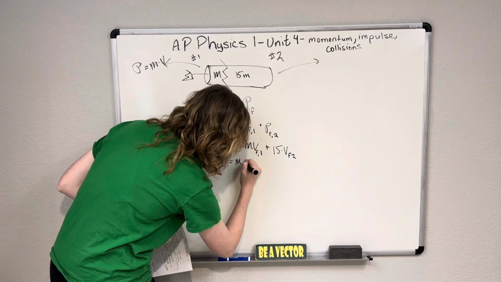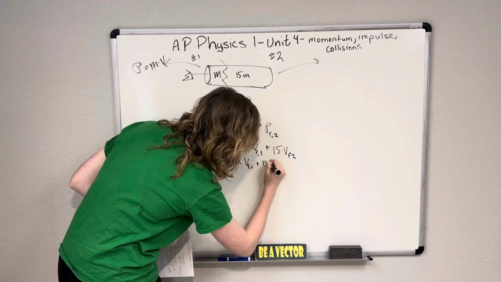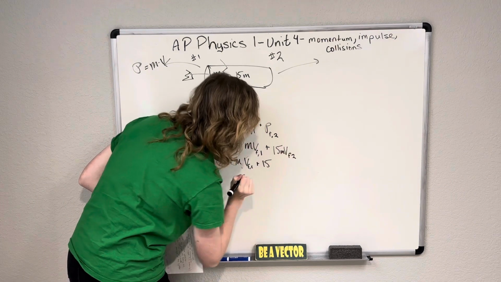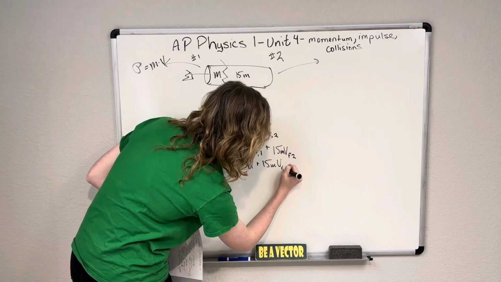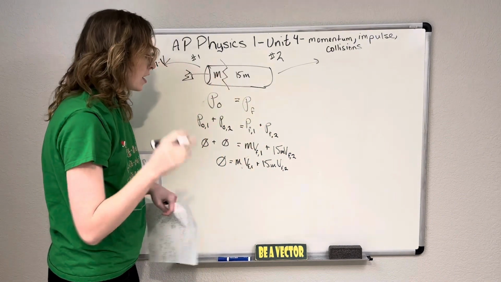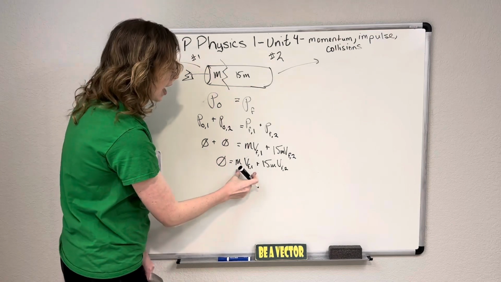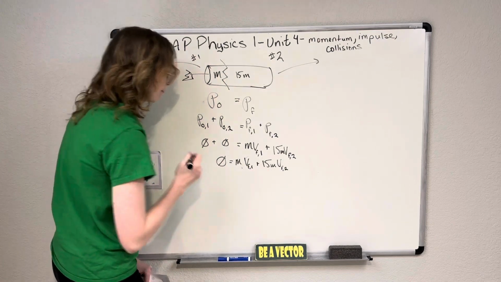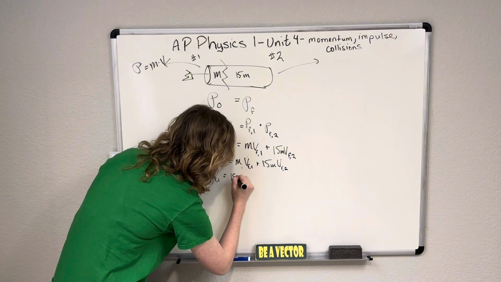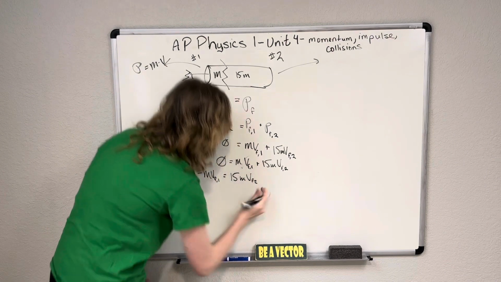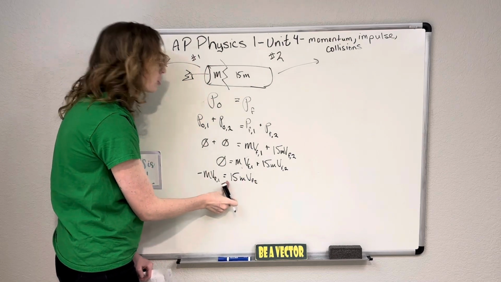So let me just move this down here, plus 15m. There we go. Don't forget the m. 15 times m of our final velocity of piece 2. All right. So now, if I want to solve for the final momentums of each piece relative to one another, I'm just going to move this momentum over here by subtracting it from both sides. Hey, this is my momentum of piece 1, right?